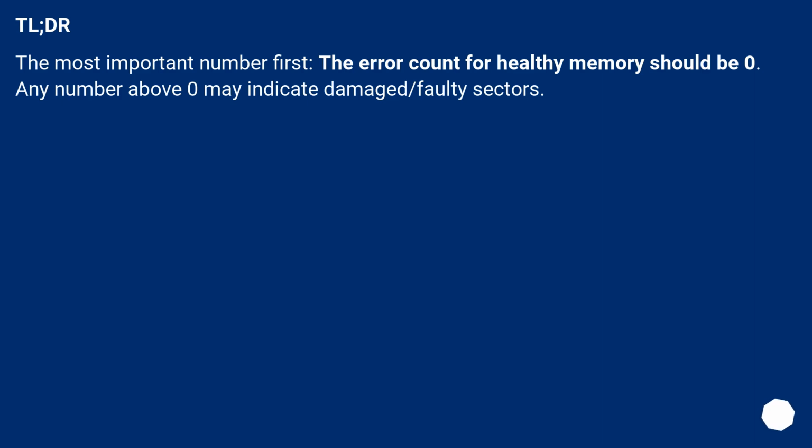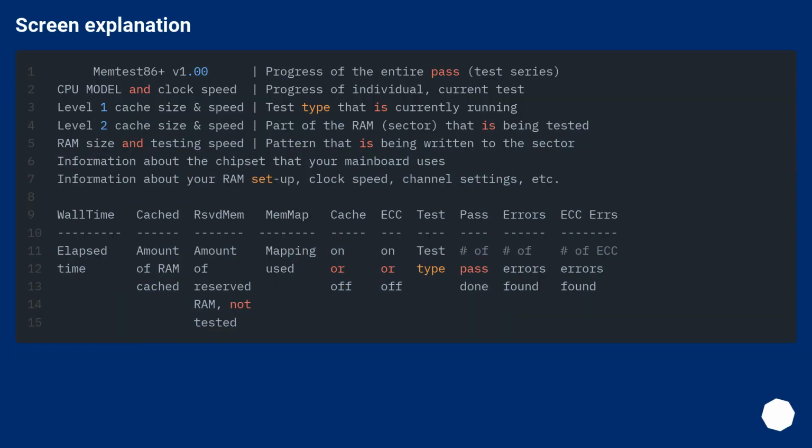TL;DR: The most important number first, the error count for healthy memory should be 0. Any number above 0 may indicate damaged or faulty sectors. Screen explanation.